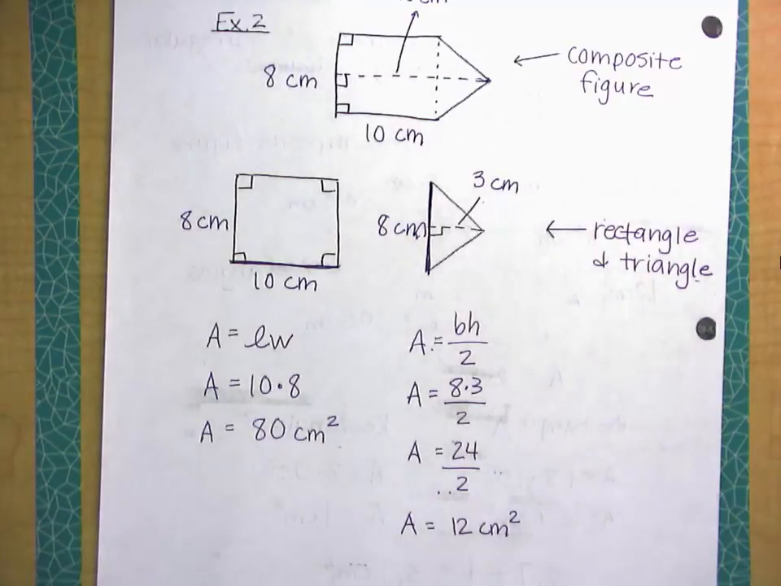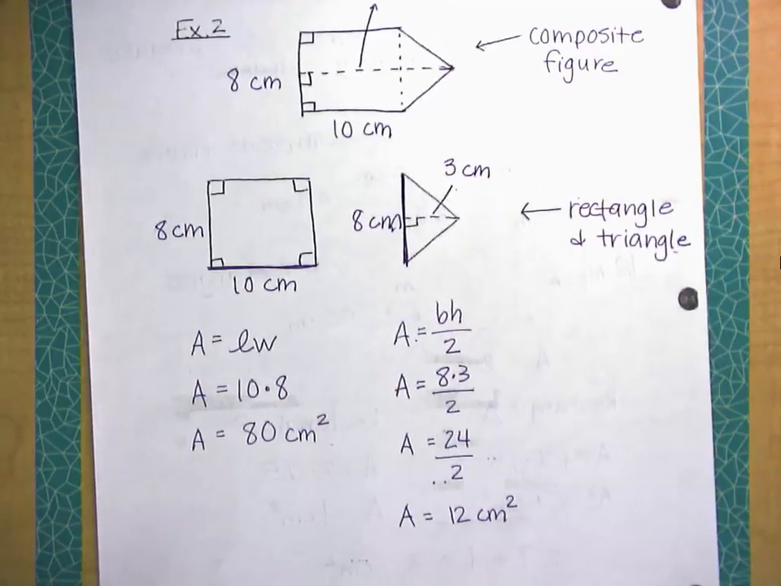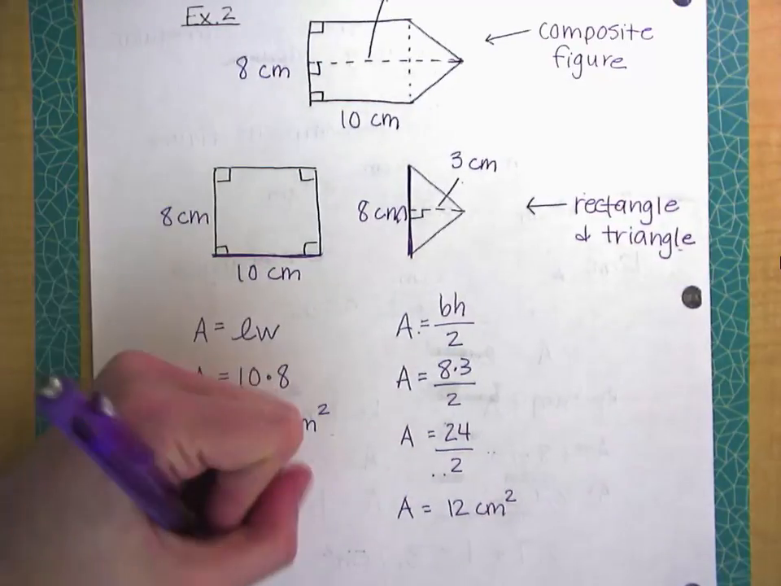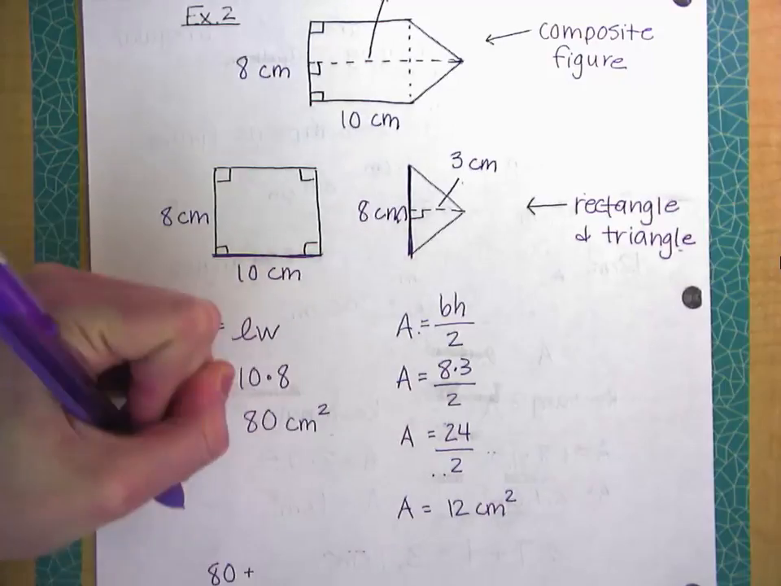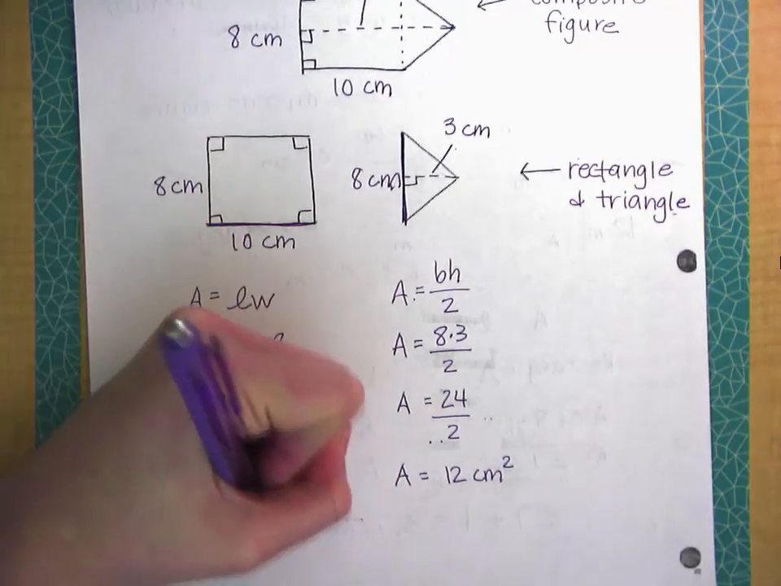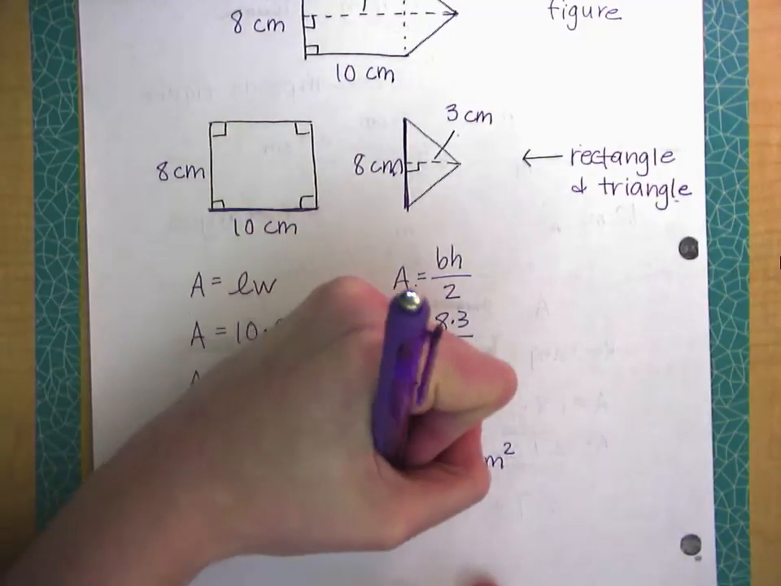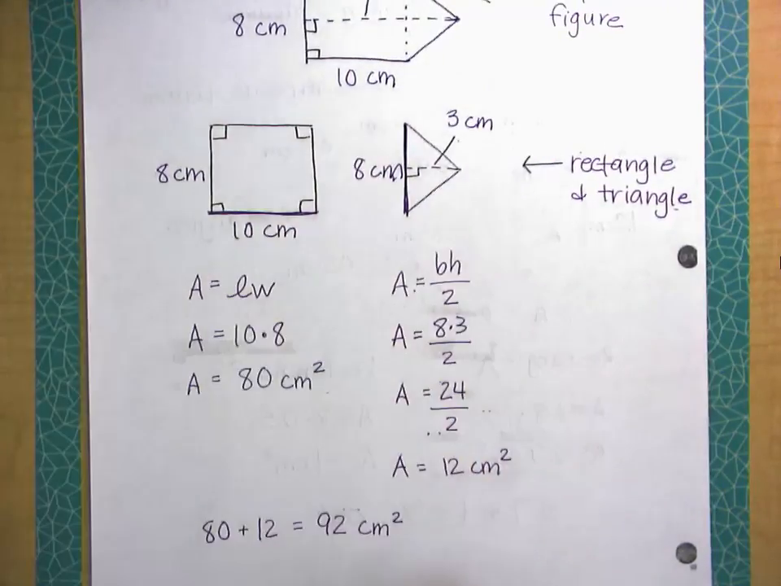All right, so that's the area of the individual shapes. Hudson, feet down. So how do I find the area of my entire composite figure, Caleb? You add the 2. Yeah, so I'm going to add 80 plus 12, which should give me what? 92 centimeters squared. Okay?